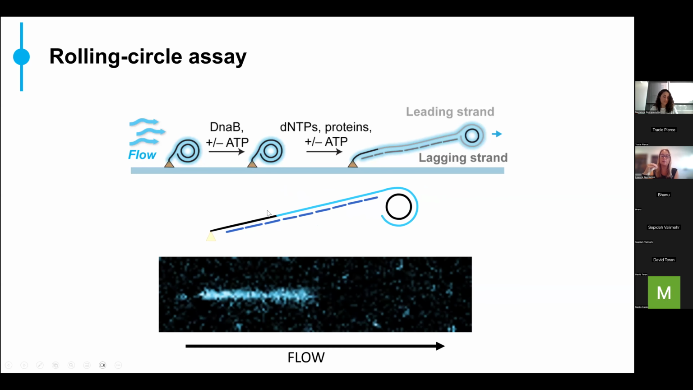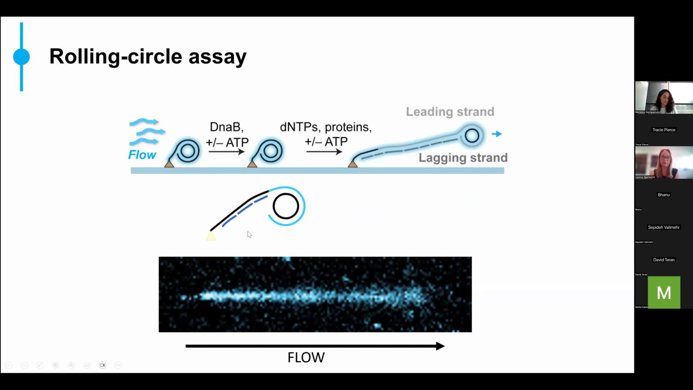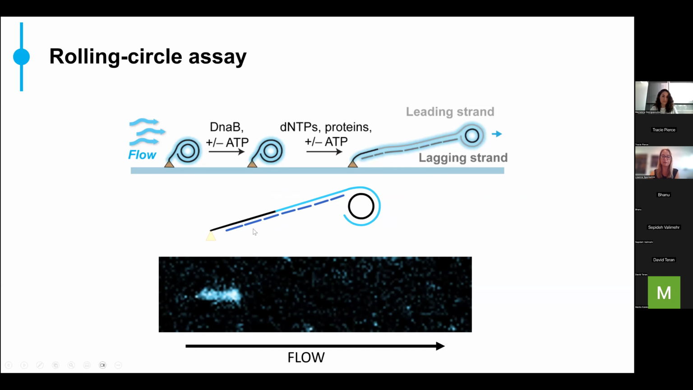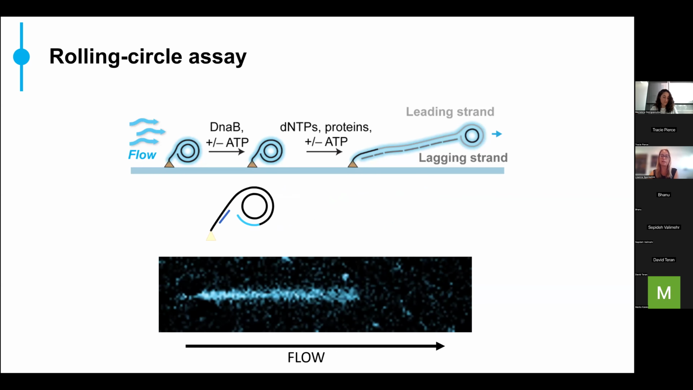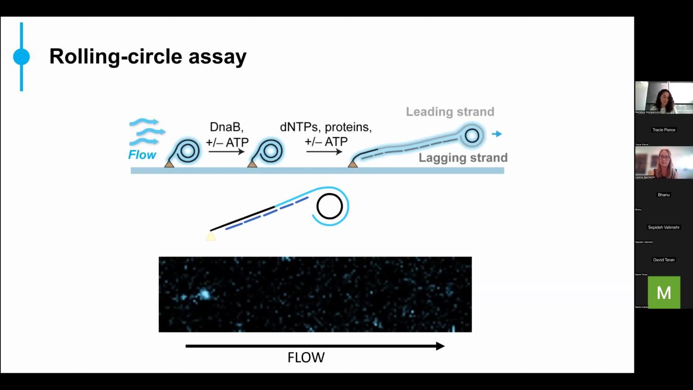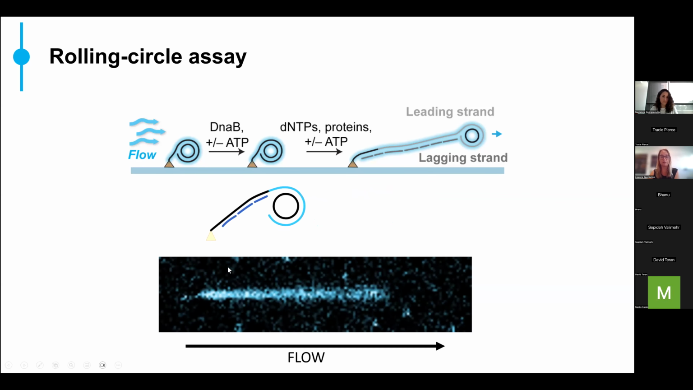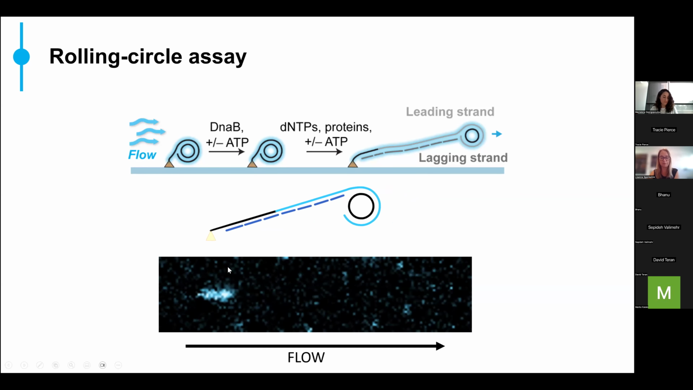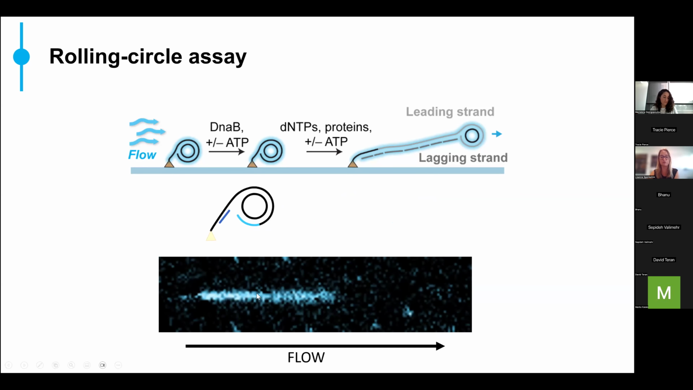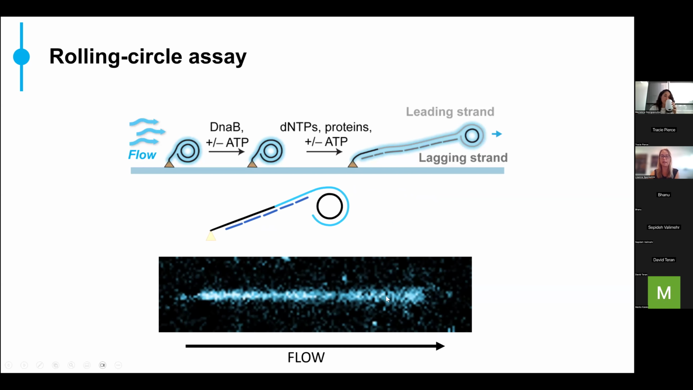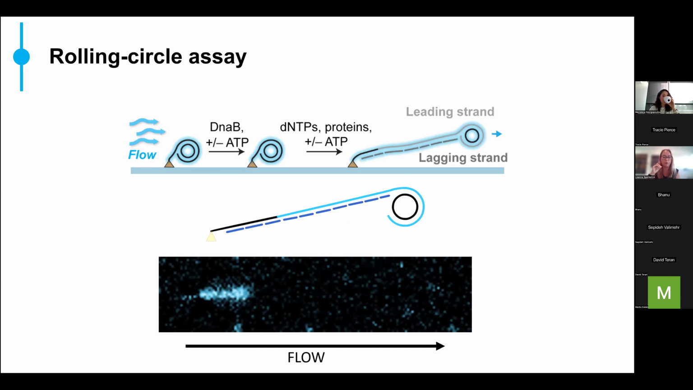We can bind this entire thing to the surface of a microfluidic flow cell, and we can put that on the microscope. And we can then add a fluorescent stain that stains the double-stranded DNA. So when we then apply a flow and continuously provide all the proteins that are required for replication, what you see is this growing tail of double-stranded DNA that is stretched out in the direction of flow.